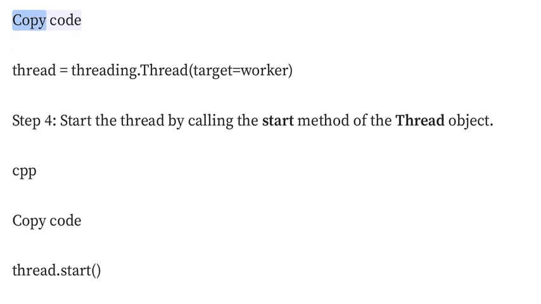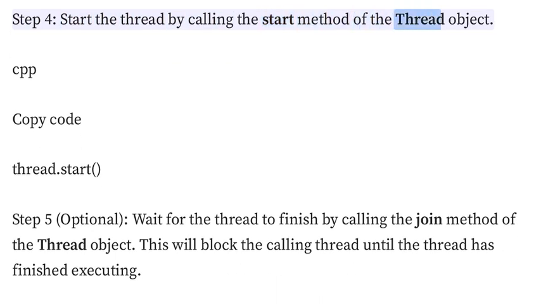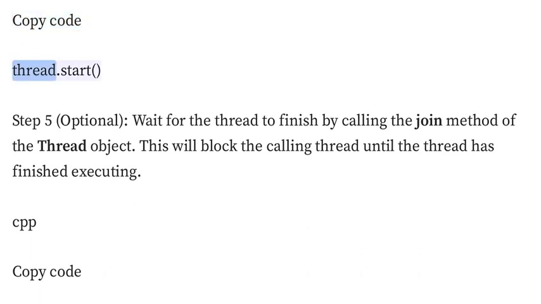Python code: thread = threading.Thread(target=worker). Step 4. Start the thread by calling the start method of the thread object. Code: thread.start().